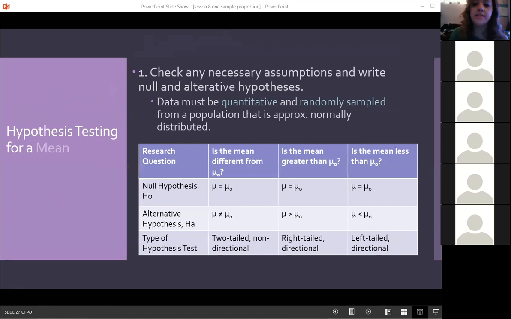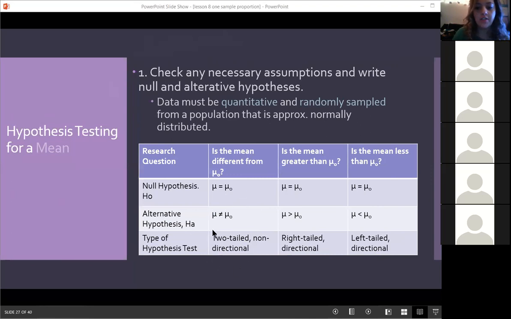And then the data has to be randomly sampled, from a population that's approximately normally distributed, which is where we want to make sure that our sample size was large enough to assume that's approximately normal. And by the way, we call this a one sample means t-test. If you ever see that written out, that's what we're doing in this hypothesis testing procedure. And once again, here's another graph or table of how we break down the different types of hypothesis testing that we're doing.